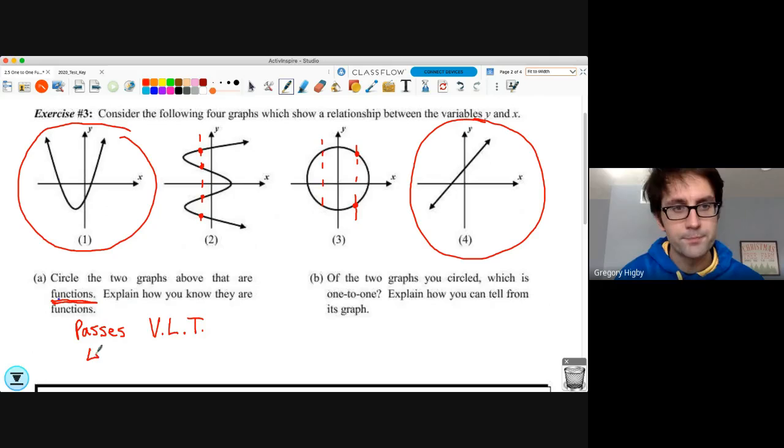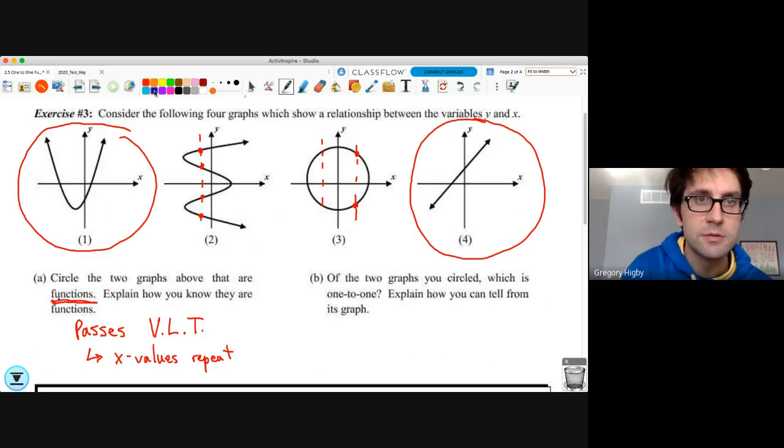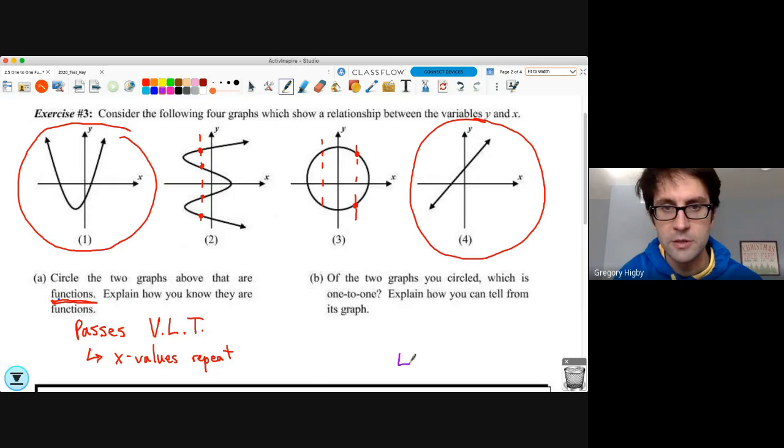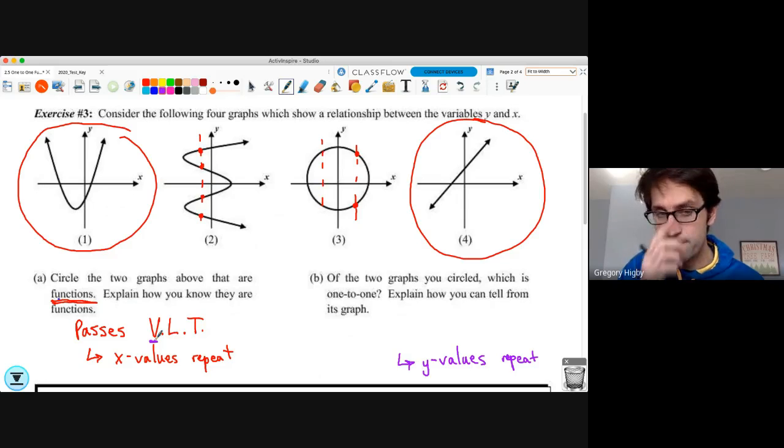Now, as a reminder, this is used to show that x values repeat. So there's probably also a test if y values repeat. So let me do a different color. There's probably a test to show that y values repeat. And if you were thinking, well, if vertical lines are made for x's, then maybe horizontal lines are made for y's. And that's absolutely right.